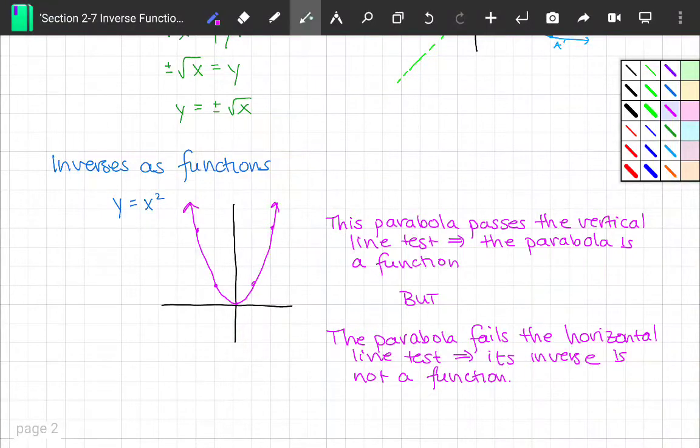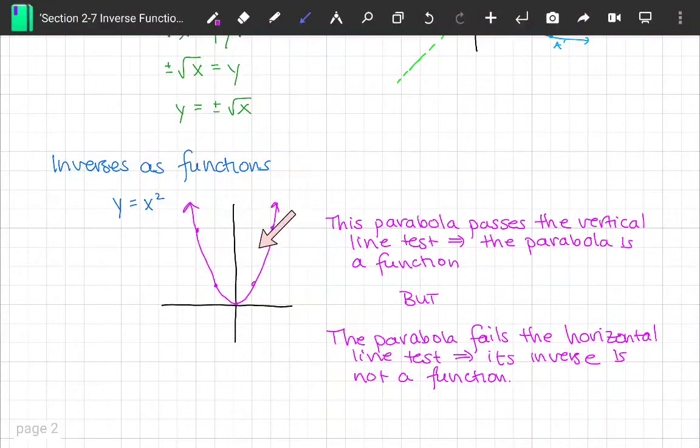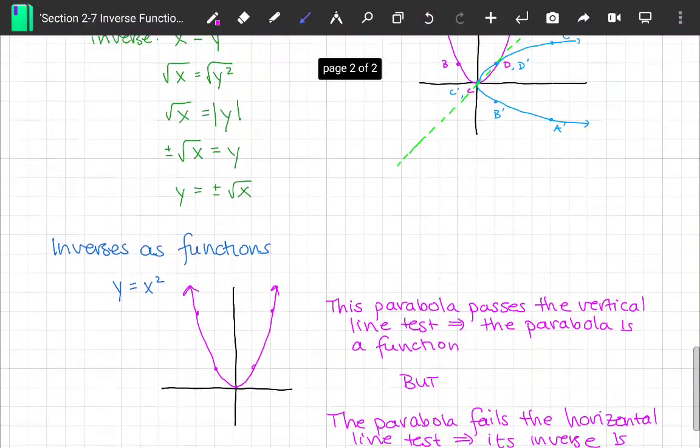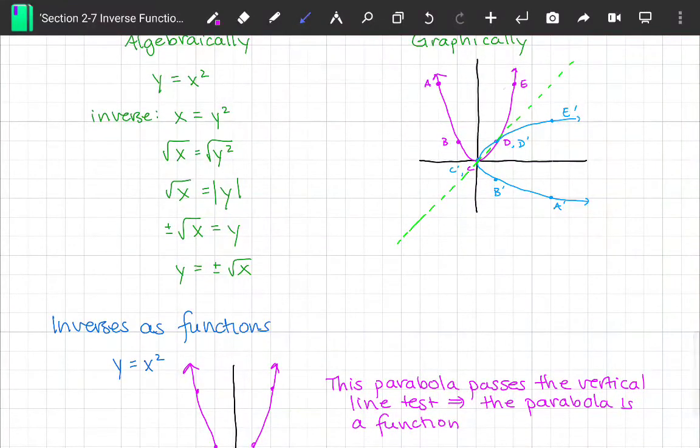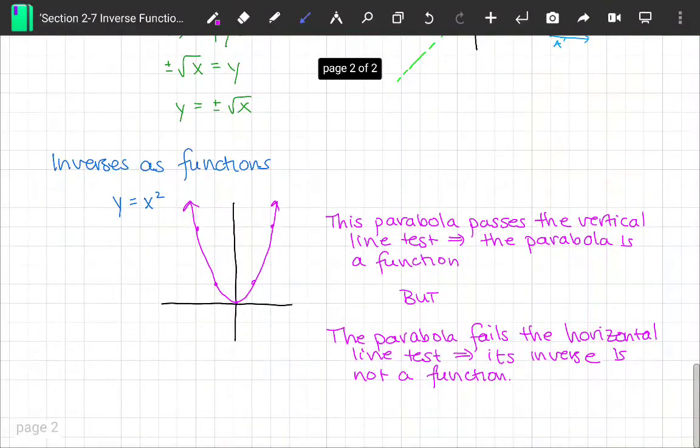And so we don't even have to draw the inverse to know that the inverse of this won't be a function. We already knew that the inverse of the parabola was going to be something that would not be a function, because the original parabola fails the horizontal line test.